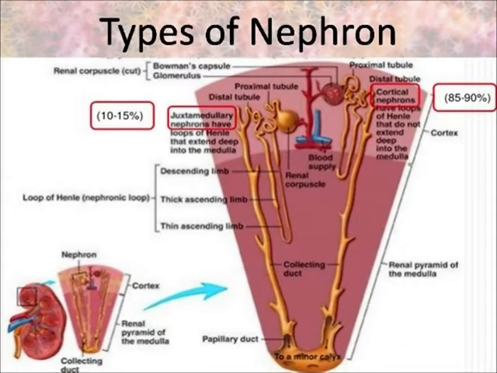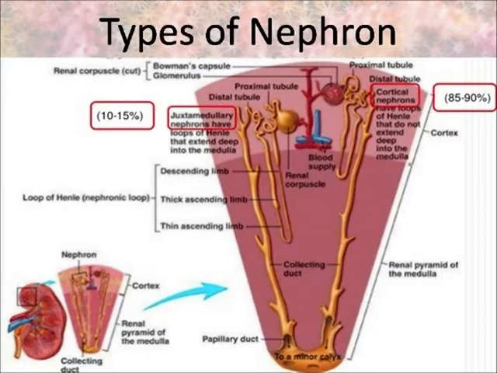Types of nephron. There are two types of nephron, cortical nephron and juxtamedullary nephron. Cortical nephrons are about 85% of the nephrons. They have glomeruli located in the outer cortex. They have short loops of Henle that penetrate only a short distance into the medulla, and the entire system is surrounded by an extensive network of peritubular capillaries.